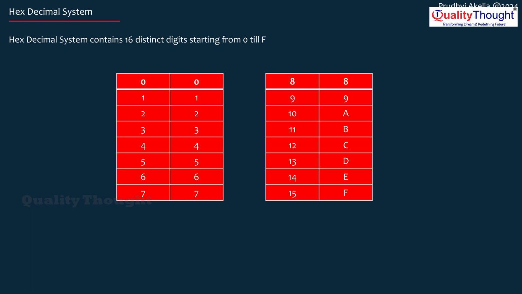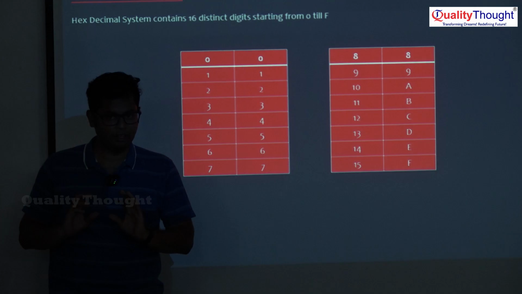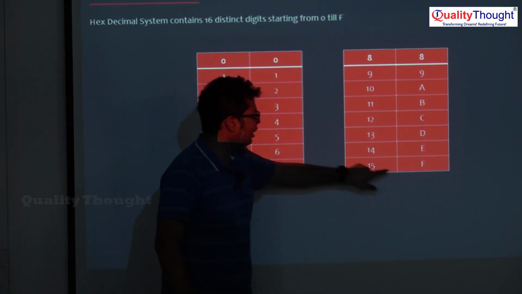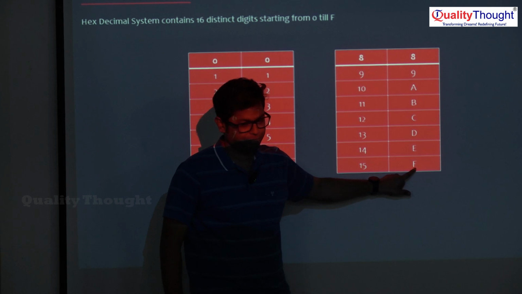If you look into the hexadecimal system, it contains 16 distinct digits, starting from 0 till F. So 0 is represented as 0, 1 is represented as 1, and so on till 9, which is represented as 9. But when it comes to 10, it is represented as A, 11 as B, 12 as C, 13 as D, 14 as E, and 15 is F. As simple as it is. How many digits do you see in the hexadecimal number system? 16, starting from 0 till F. 15 is F.